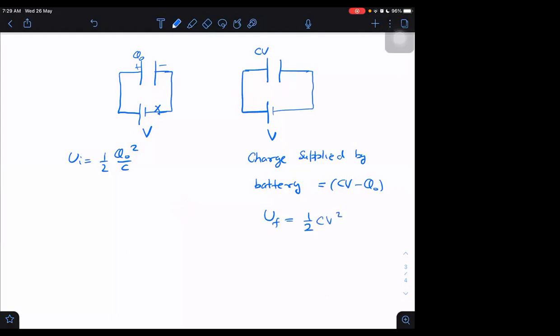Why are you saying all these things? Final potential energy depends on the final potential across it, and the final potential is V. So half CV square, that is enough. In terms of charge, it is also the same thing. It will be half of the final charge, CV, into V. The CV is charge only.